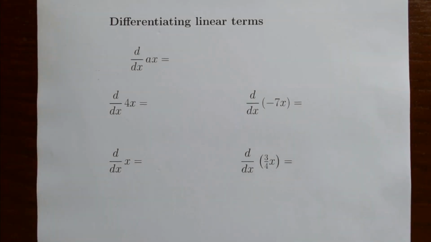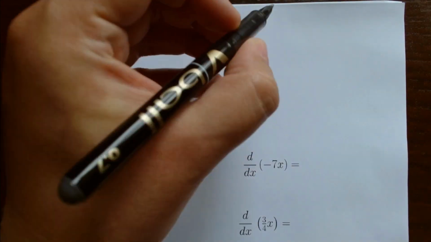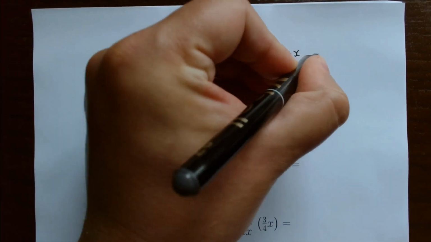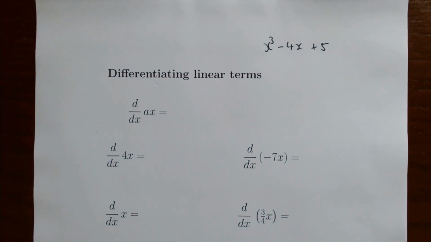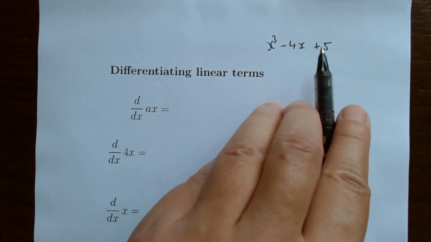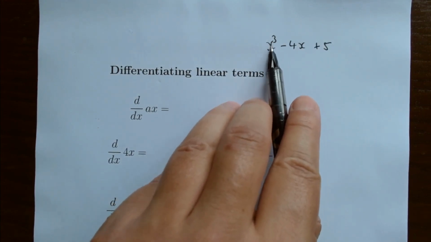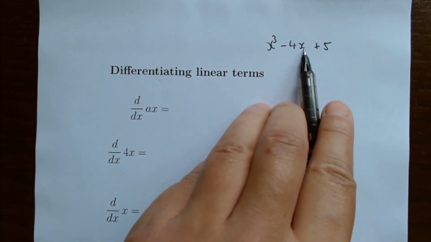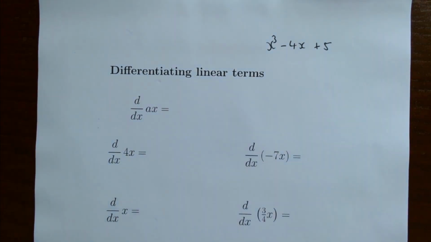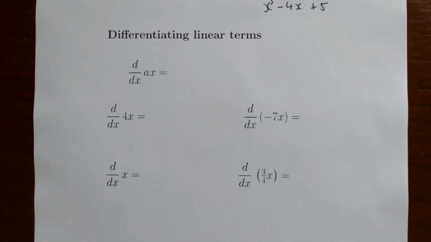Okay, next we're going to differentiate linear terms. And a linear term, if I just do a polynomial, x cubed minus 4x plus 5. The linear term is a term that has the x without any power, so that's called the cubic term. It has a cube, and that's the constant term, but the linear term, or the x term, is minus 4x here. And let's see how to differentiate it. So here's the general linear term.